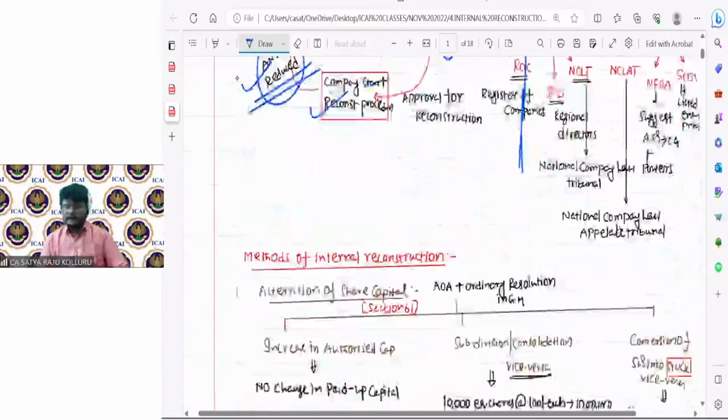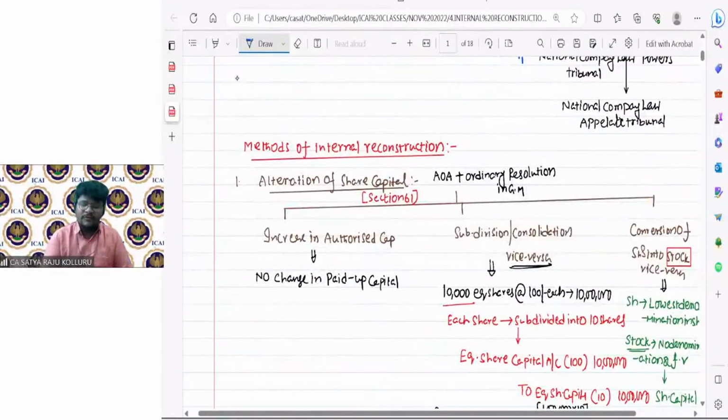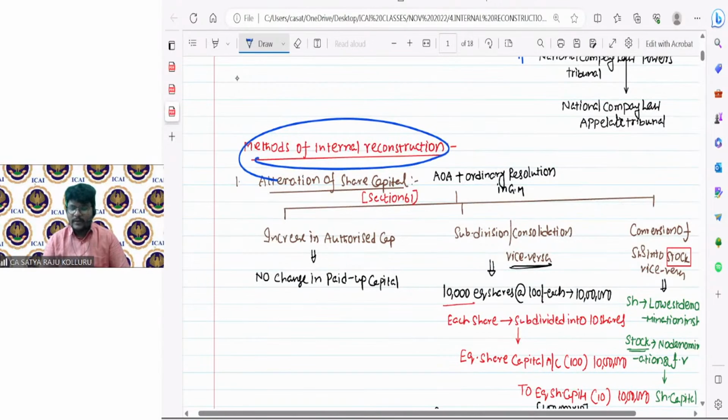Okay. Sir, then what are the various methods of internal reconstruction possible, sir? What are the various methods we have, sir?